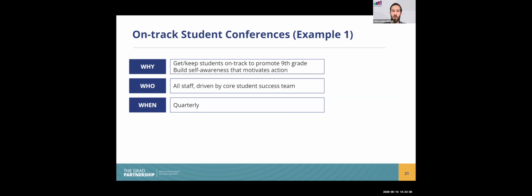And maybe we could imagine the why or the action that we want to promote is to build student self-awareness, because we know that students, especially in high school, need to be agents of their own education. And we know that self-awareness is an ingredient that can motivate action among students themselves. So On Track Student Conferences is a strategy that is undertaken by often all staff at some of our schools, including even non-instructional staff, but really driven by the core student success team, where every quarter we're trying to keep students on track by building their self-awareness. So this is the why, who, and when that I want to propose.